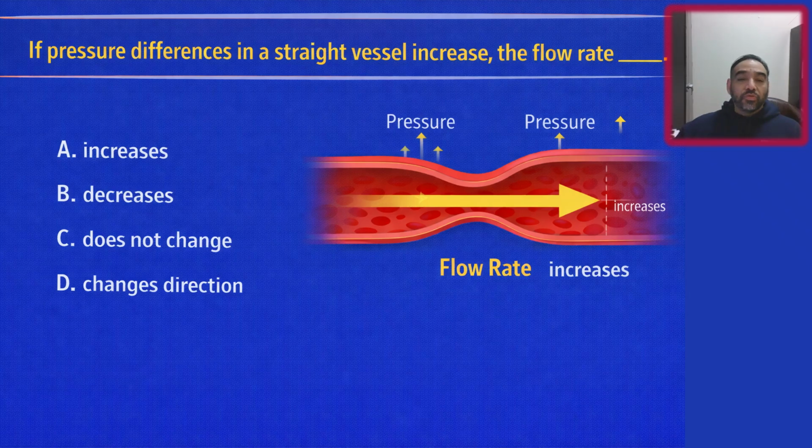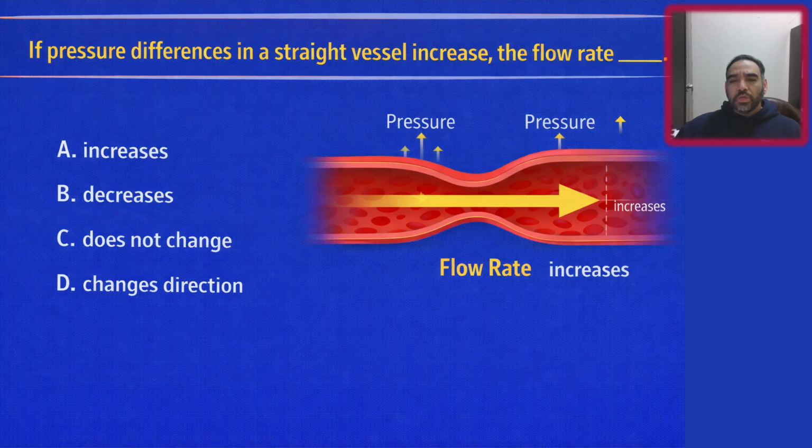The next one is C. Why is this wrong? Does not change. So flow only stays constant if pressure and resistance remain constant. Since pressure difference increases, the flow must change. So this option ignores the fundamental relationship.